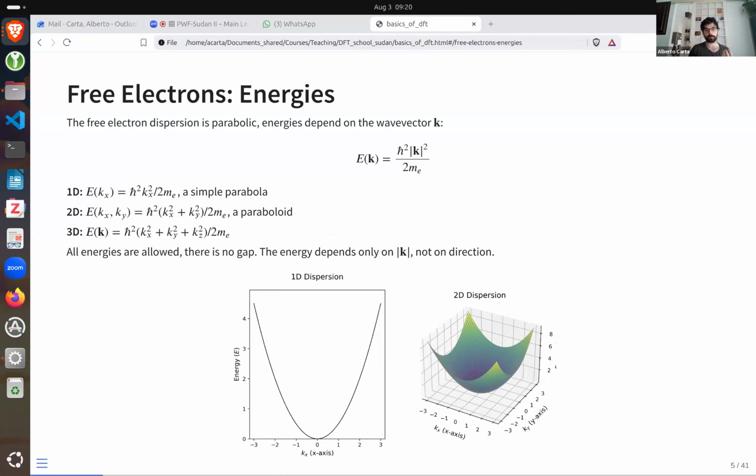Whenever we think about a quantum system, we need to think about dimensionality. We need to think about whether we are living in 1D, 2D, or 3D space. In 1D space, this formula means that the energy of the electrons behaves like a parabola. In 2D space, we have two directions in which you can move, and so this becomes a paraboloid. It's a parabola that you can rotate around an axis, so it becomes this bowl-shaped dispersion. And in 3D, it's the same.